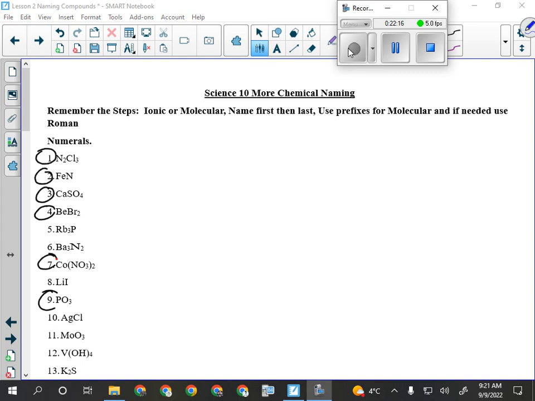Okay, well, let's have a look at these ones. So for question number 1, ionic or molecular? Margot, ionic or molecular? It's molecular, yes. Okay, it's got 2 nonmetals. All right, and the numbers are going to tell us what prefixes to use. So 2 is a di-nitrogen, not an M, N. Di-nitrogen. Okay. Trichloride. Okay, everybody good with the first one?